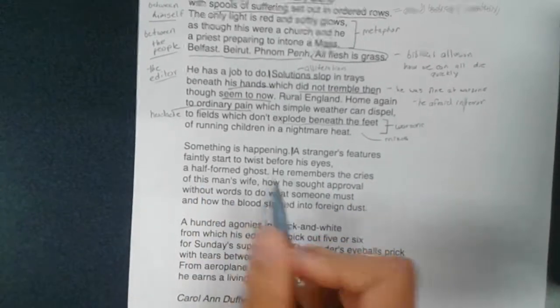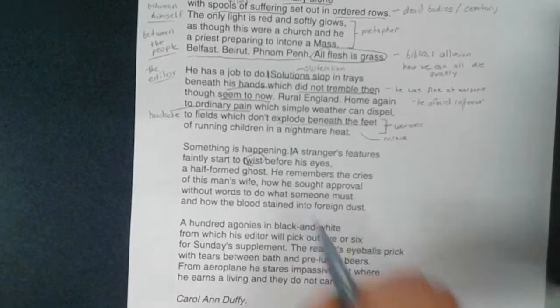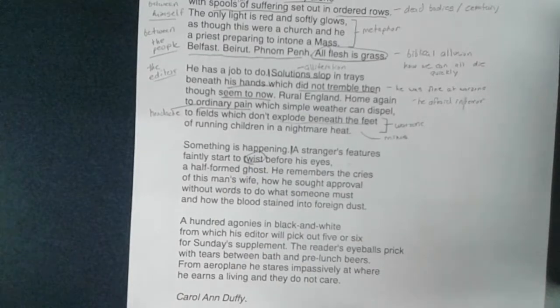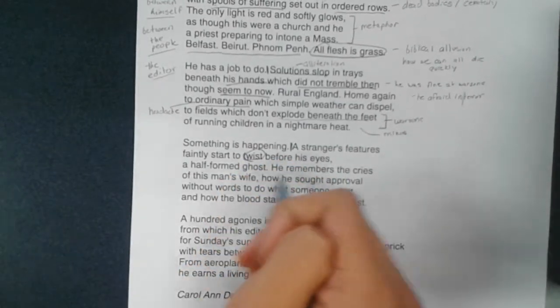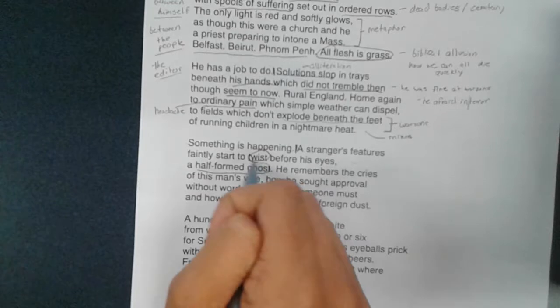A stranger's features faintly start to twist. This is an interesting word choice here, twist. A photograph usually just slowly begins to appear, but twist could also have a double meaning that goes along with the half-formed ghost.